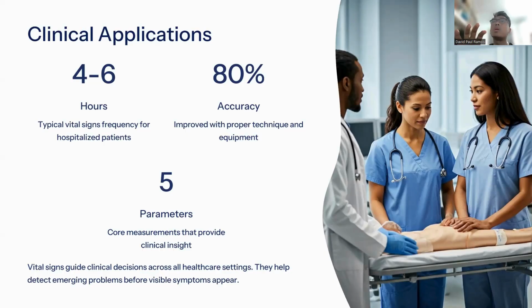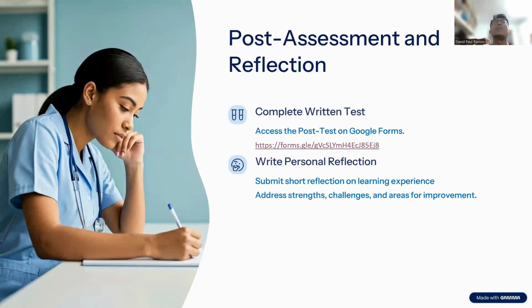The next is how often we take vital signs. Typically, it's every 4 to 6 hours in hospitalized patients or more frequently if needed. With proper technique and calibrated equipment, we can improve accuracy by up to 80%. Now, the five core parameters: temperature, pulse, respiration, blood pressure, and oxygen saturation give us crucial insights into patient health. Vital signs help us detect changes before visible symptoms develop, allowing early interventions that can save lives.